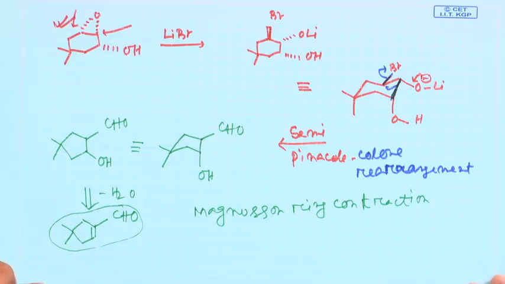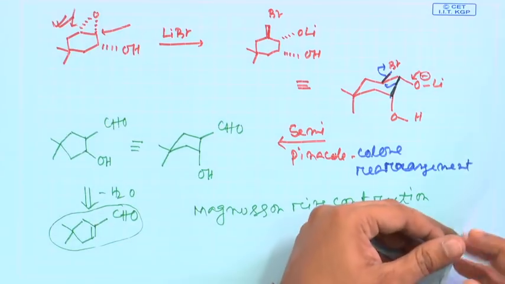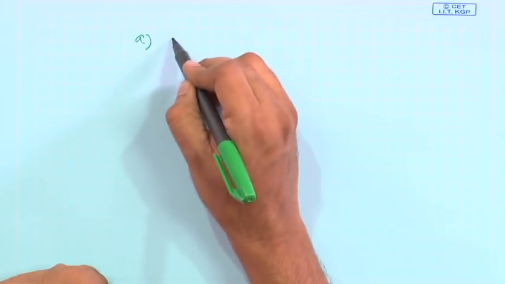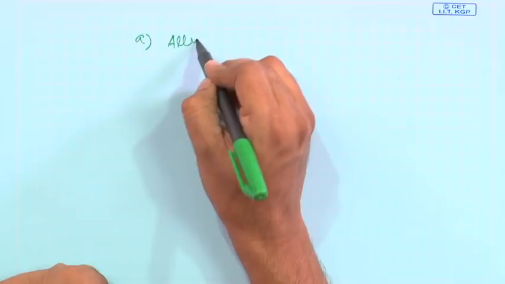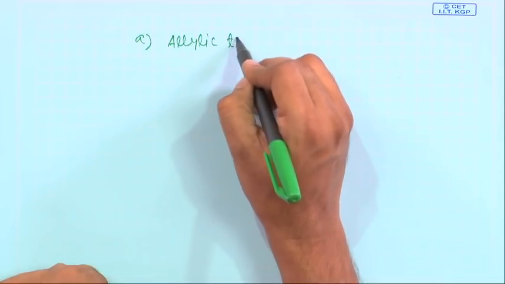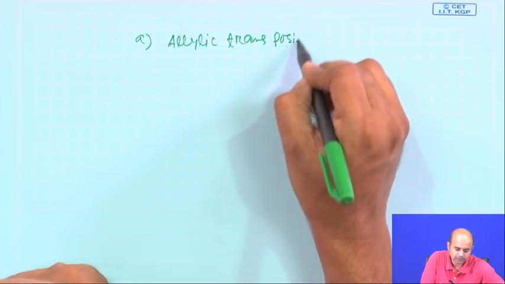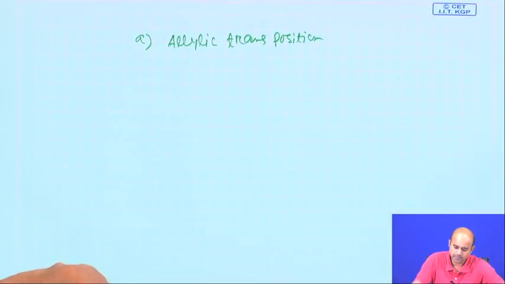Now, Magnusson ring contraction is not a named reaction, but it is a very useful, very powerful reaction. Particularly in this Magnusson ring contraction, you will see we have learnt many strategically useful reactions. Some of the reactions you already know, like this kind of allylic transposition, we are already familiar with. Now, what is that? We have explained it many times.